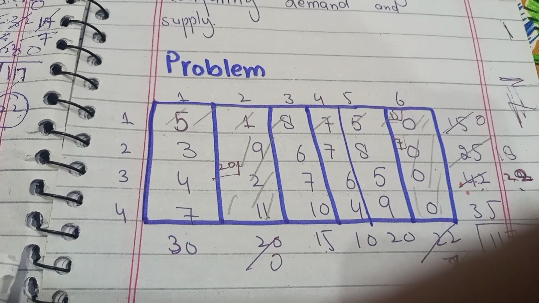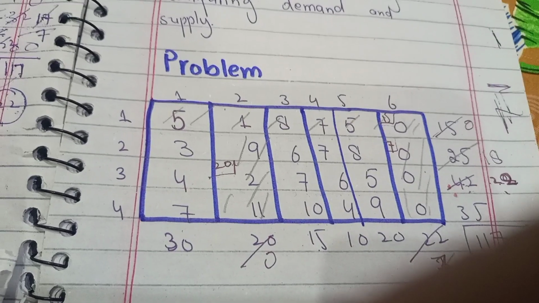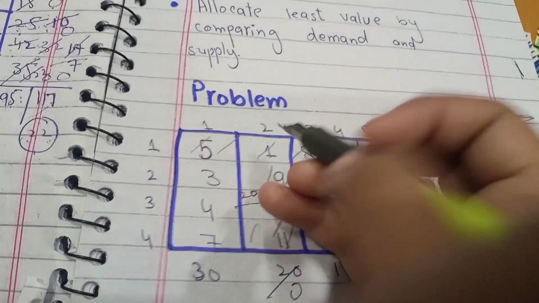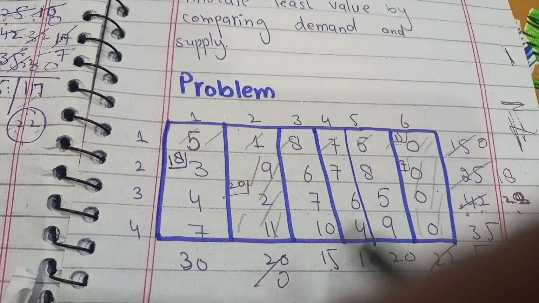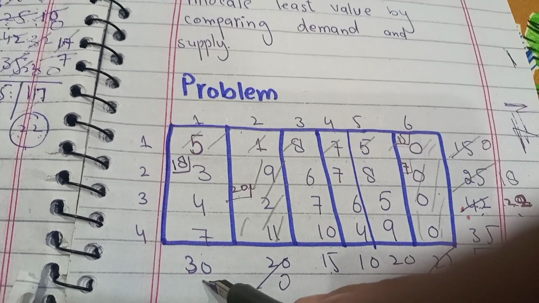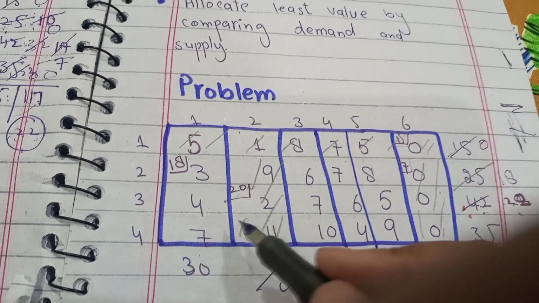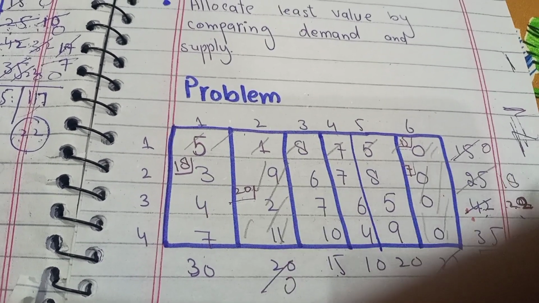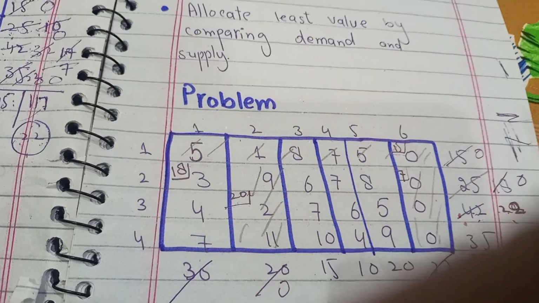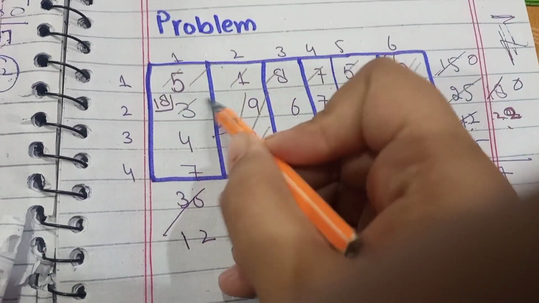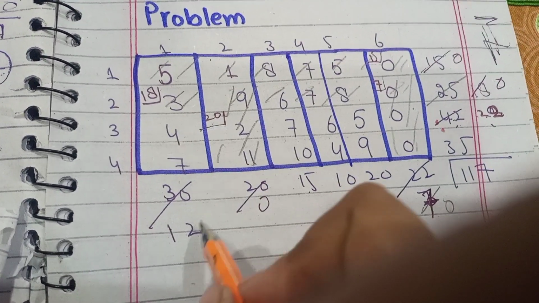Now we will see the next minimum number. The next minimum number is 3. With respect to 3, the supply is 18 and the demand is 30. We will allocate 18 here because 30 is more and 18 is less. We have to allocate the least number from demand and supply. Now 18 will be equal to 0 and the whole row will be cancelled out. Now the second row will be cancelled out and here will remain 12.